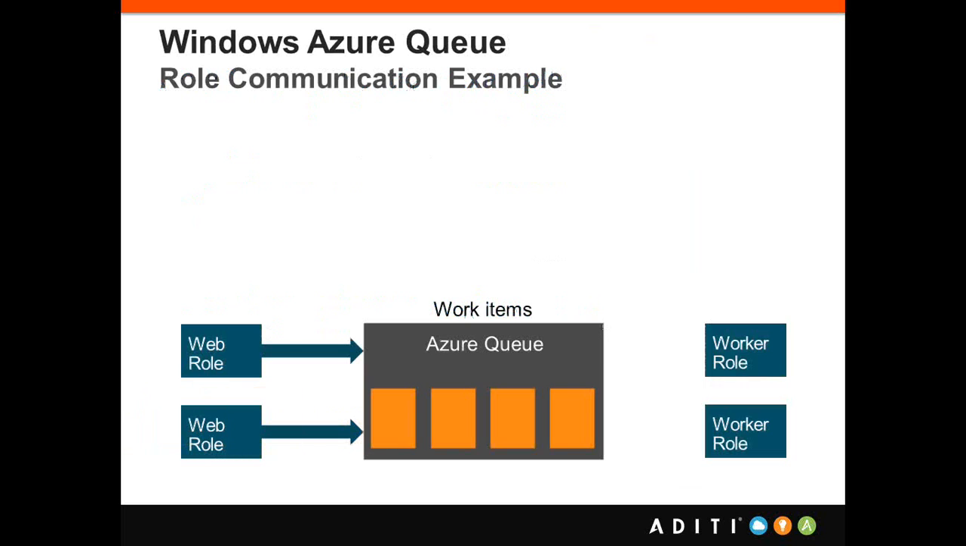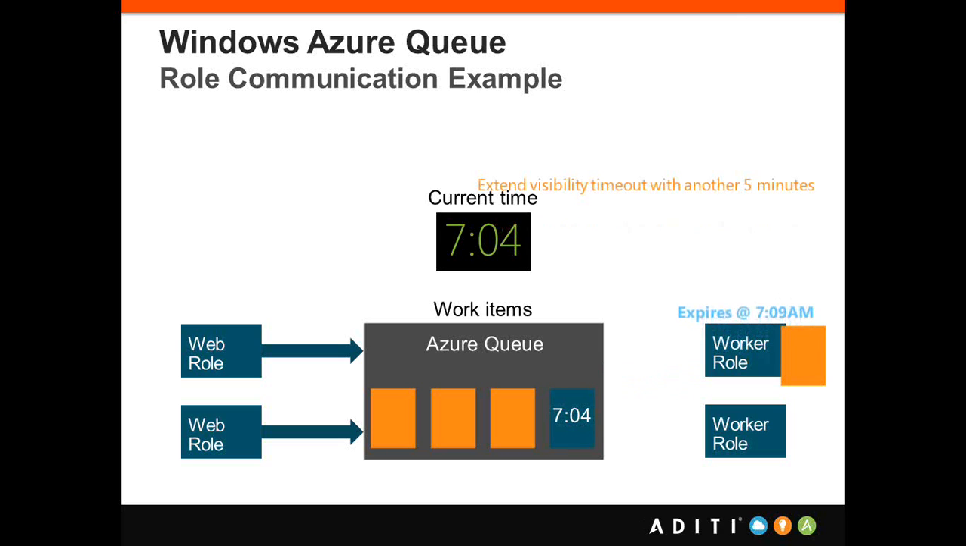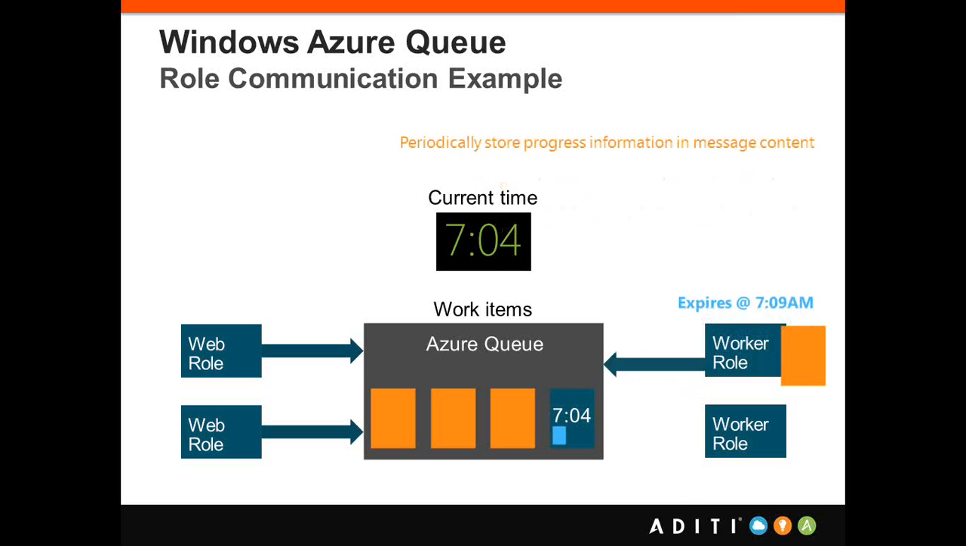I have a quick example of this. So you have a web role putting all the messages in the queue. Current time is 7, so this worker role got a message with a 5-minute visibility timeout. So now this message should reappear at 7:05. This worker is processing, so it extended the timeout, and now the message should appear at 7:09. It's just updating the message with the two tasks done. So the next time the message is going to appear is at 7:09, and it updated the message.